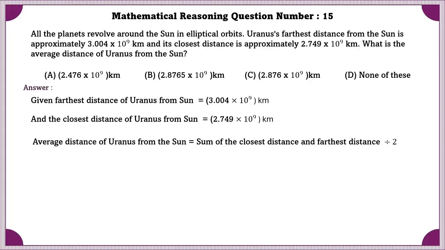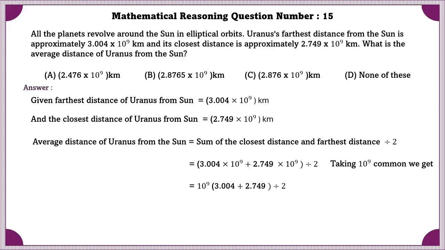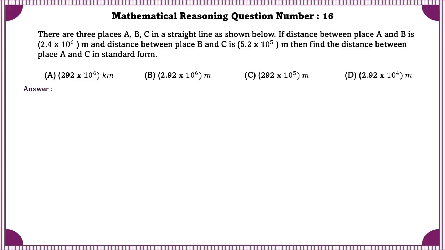Now, the average distance of Uranus from the sun is equal to the sum of the closest and farthest distances divided by 2. Taking 10 to the power 9 common, according to the distributive property, we get 10 to the power 9 into bracket 3.004 plus 2.749 divided by 2, which is equal to 2.8765 into 10 to the power 9 kilometers.